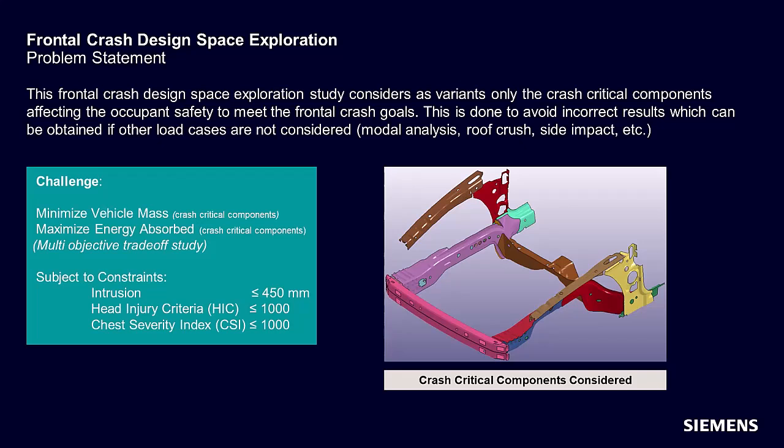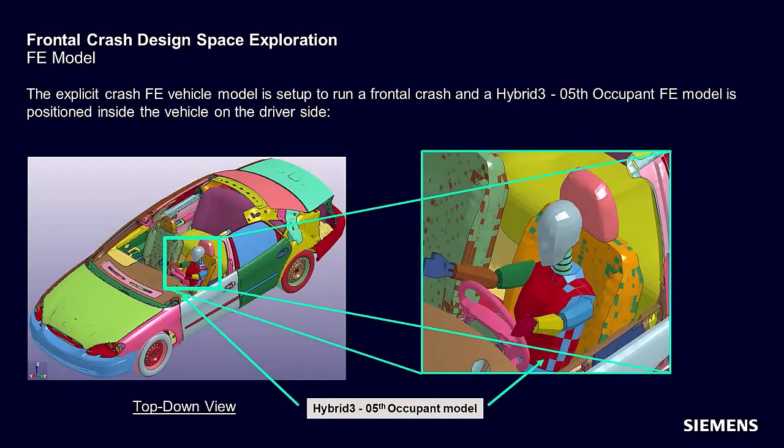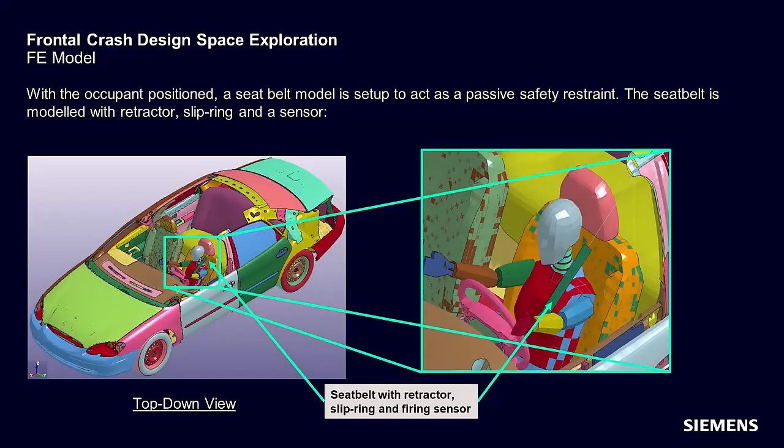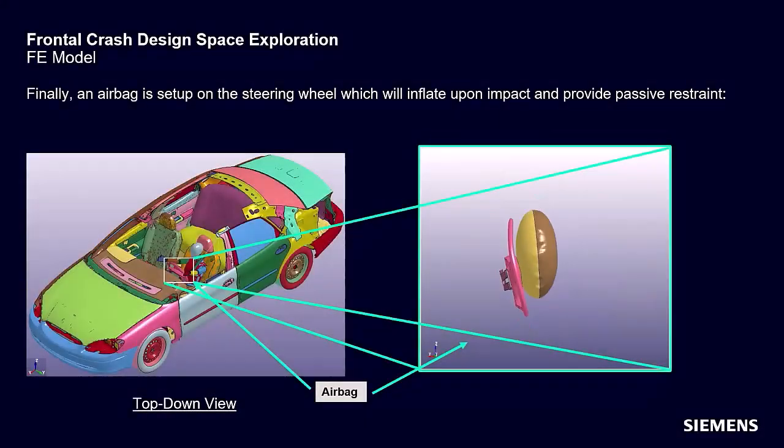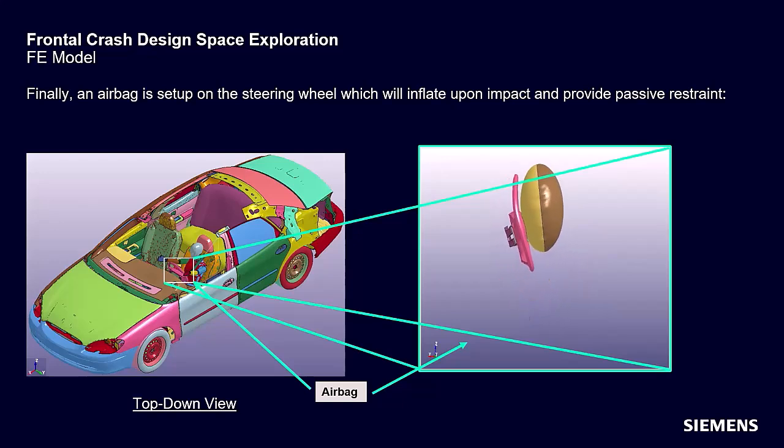We will be running a multi-objective trade-off study against our competing objectives. Let us quickly familiarize ourselves with our vehicle model. The model consists of a hybrid 3/5 percentile occupant positioned on the driver's side. A seatbelt with retractor, slip ring, and a sensor is set up to act as passive restraint for the occupant.